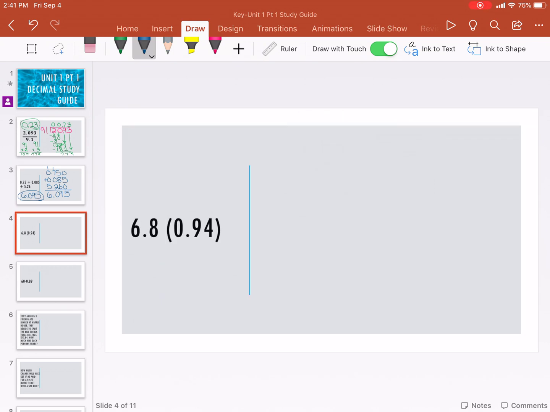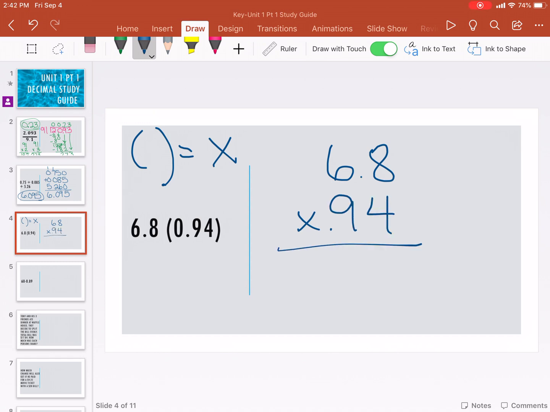So this one is multiplication. So remember, when there's parentheses, parentheses means multiply, okay? So I'm going to put 6.8 on top. You do not have to line up the decimals. It just gives you more numbers. 8 times 4 is 32. 6 times 4 is 24, plus 3 is 27.